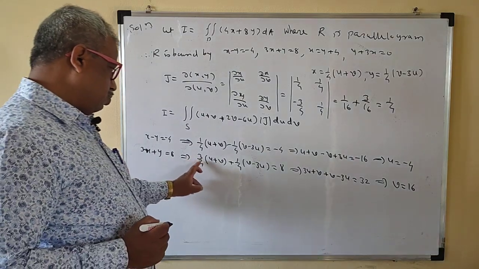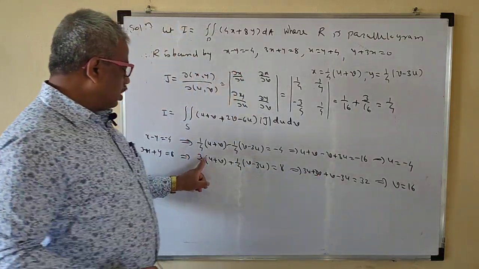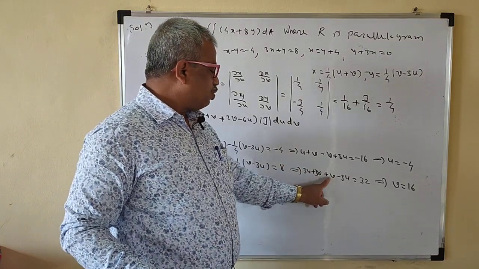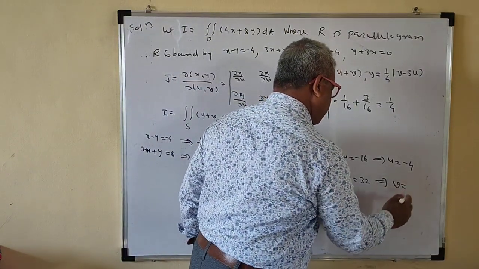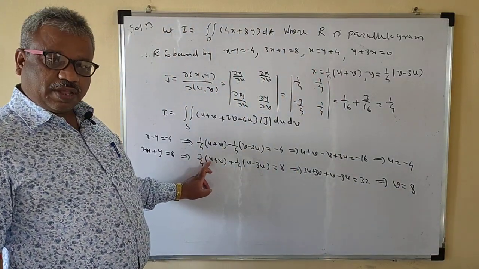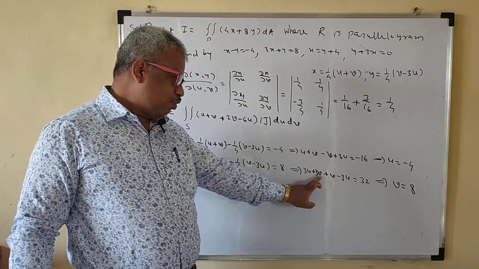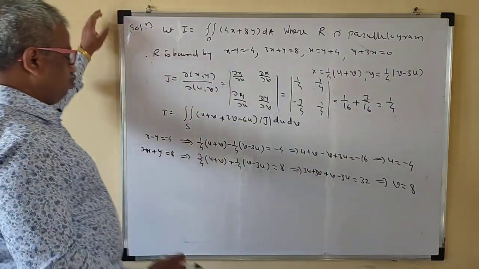So 3u plus 3v. Okay. So what we get? 4v. So this is 8. See here, 3 you have to multiply by u and v also. So 3u plus 3v plus v minus 3u. Okay. So v is equal to 8 now.